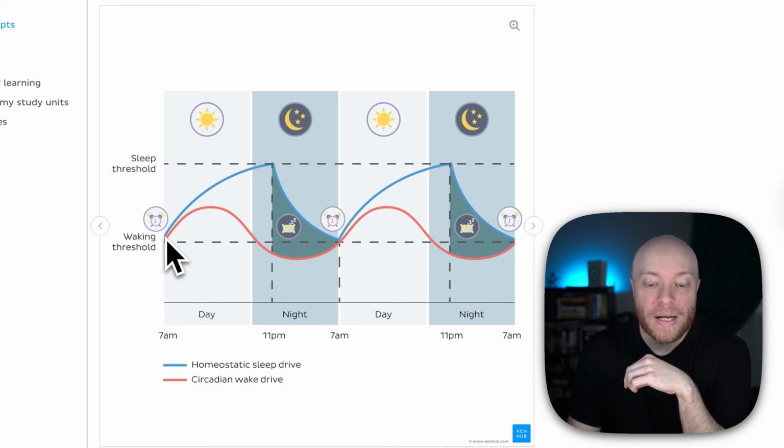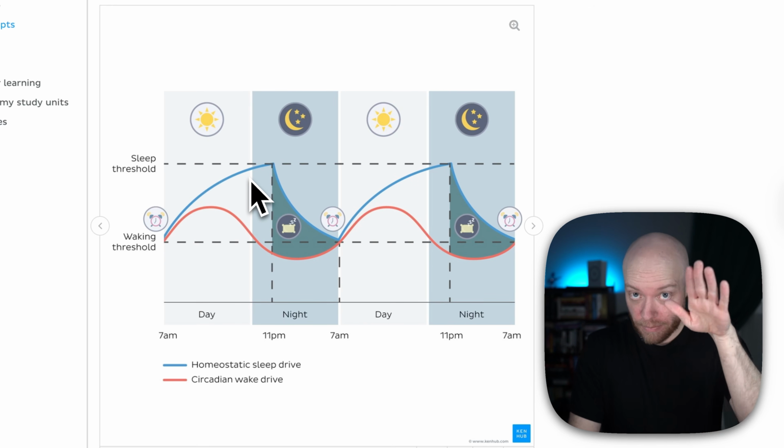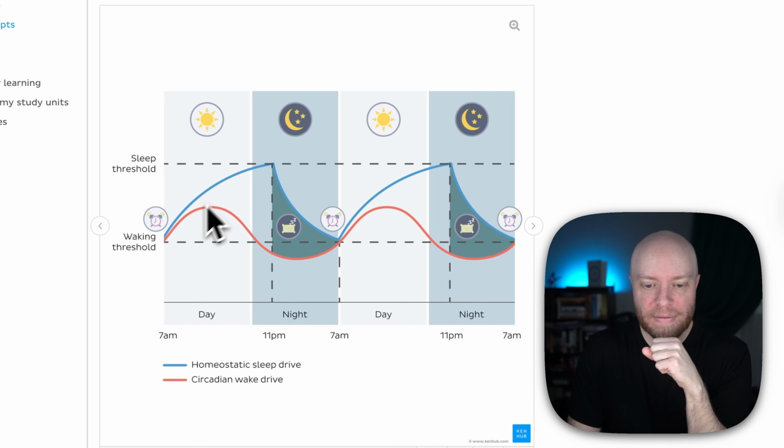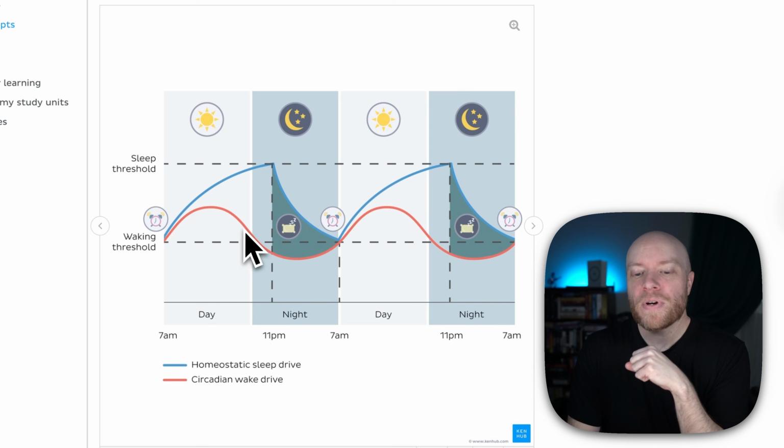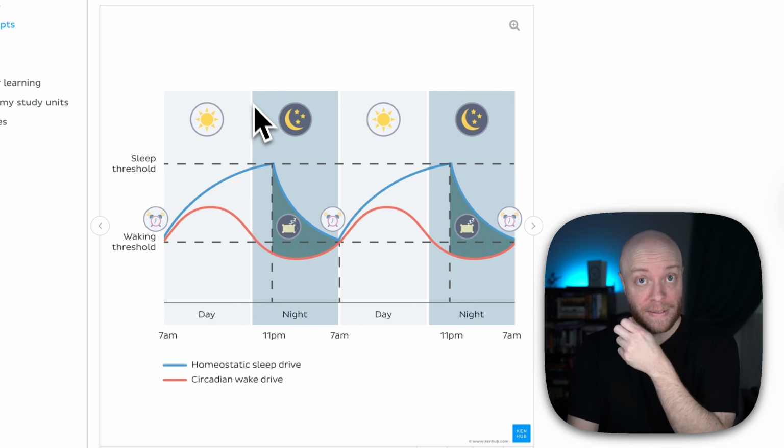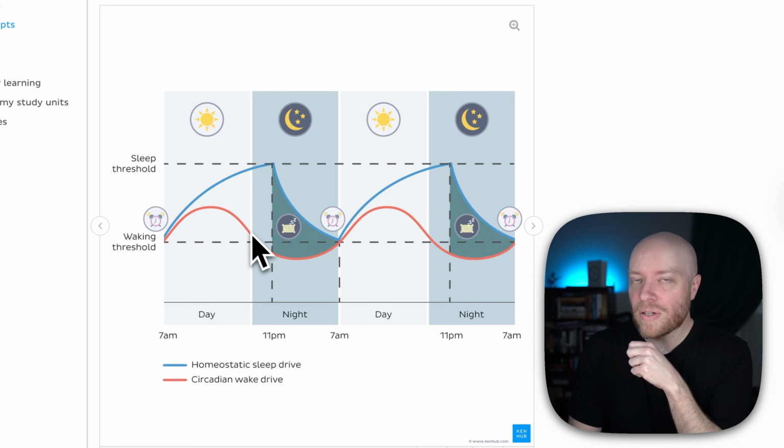Yes, your sleep drive is kind of growing, right? That homeostatic sleep drive. But the circadian wake drive is still doing pretty good. But then it's going to start to go down. This is when you're starting to feel sleepy. And then as soon as that sun sets, this is when it's really going to start taking off.